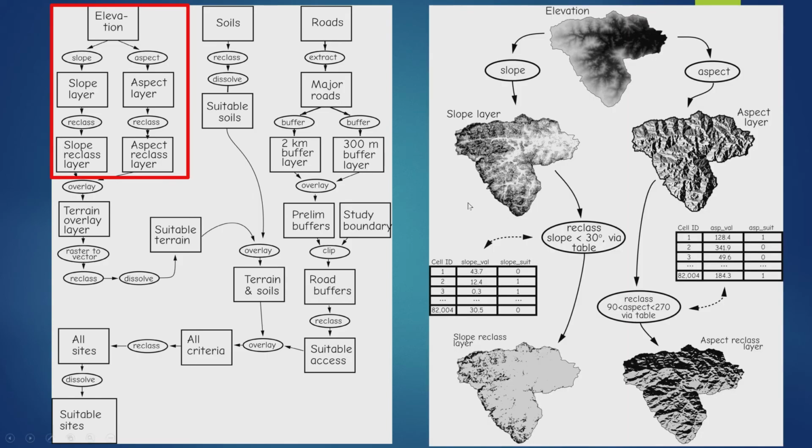So here's just this part in red, and pictures to go with it. Slope, aspect. These are the areas that are acceptable. The black areas are the areas that are acceptable in slope. The black areas are acceptable in aspect.